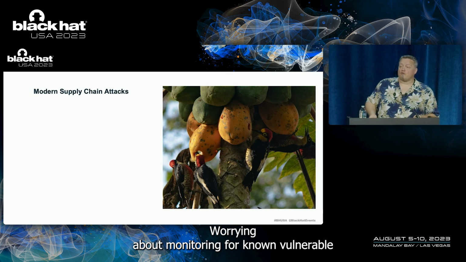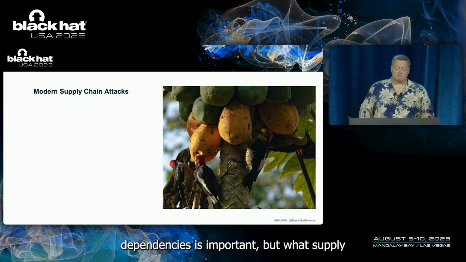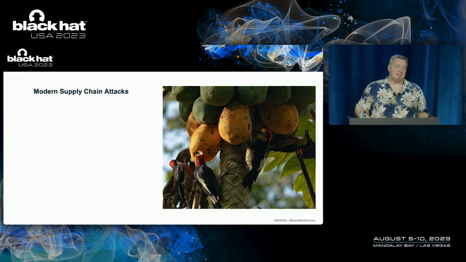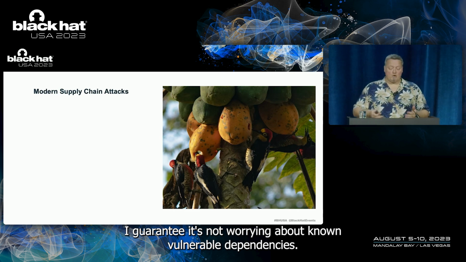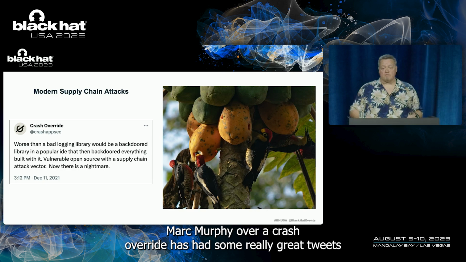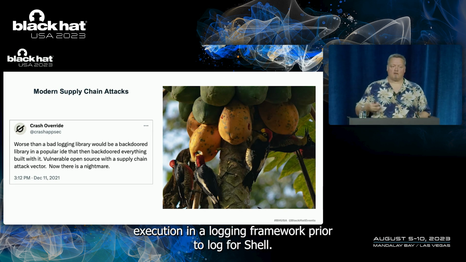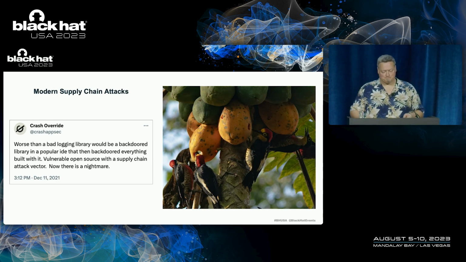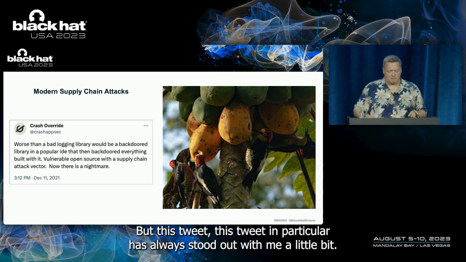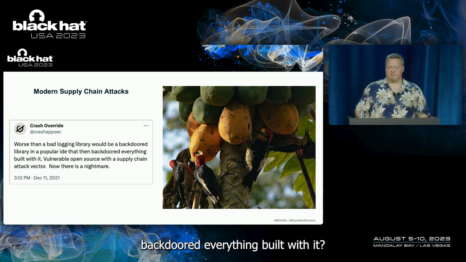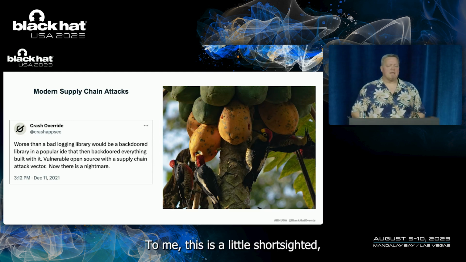Worrying about and monitoring for known vulnerable dependencies is important, but what supply chain attack has kept me up at night since reading about SolarWinds? I guarantee it's not worrying about known vulnerable dependencies. Mark Curphey over at Crash Override has had some really great tweets about software supply chain security, such as tweeting about remote code execution in a logging framework prior to Log4Shell. But this tweet in particular has always stood out with me a little bit. What if a library in an IDE backdoored everything built with it? To me, this is a little short-sighted.